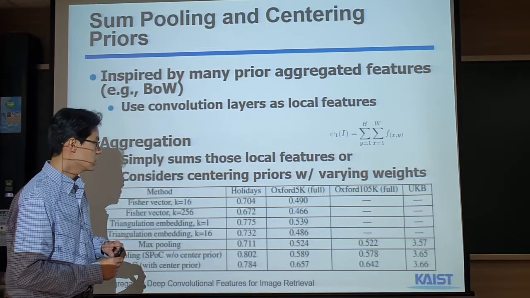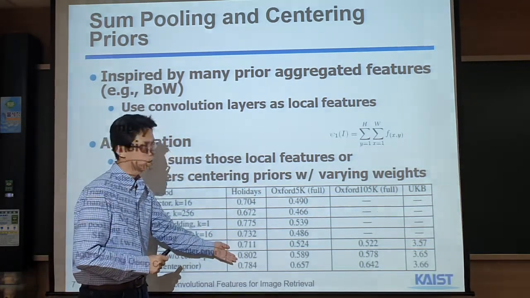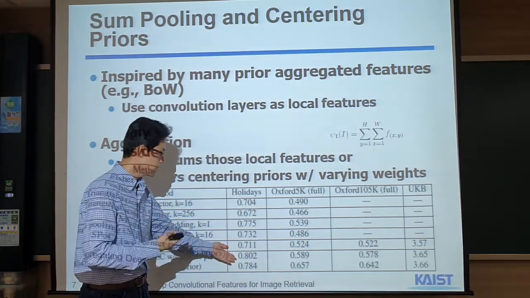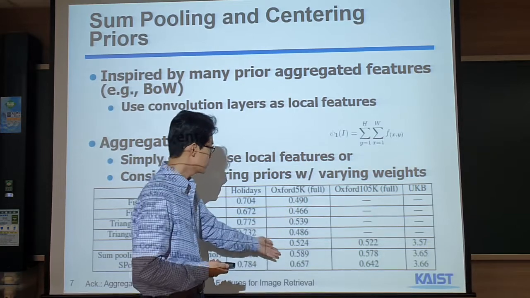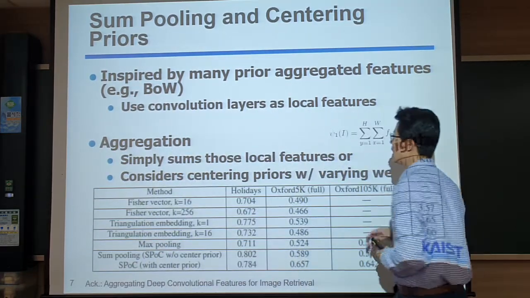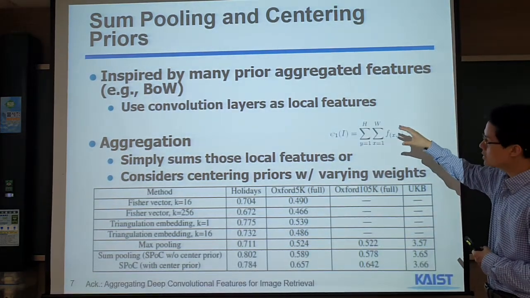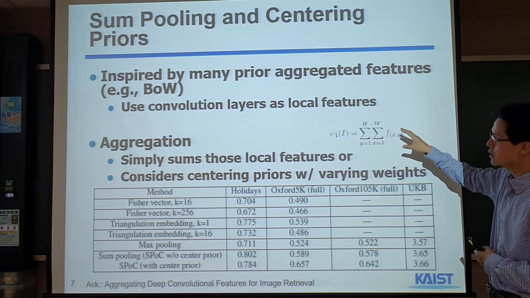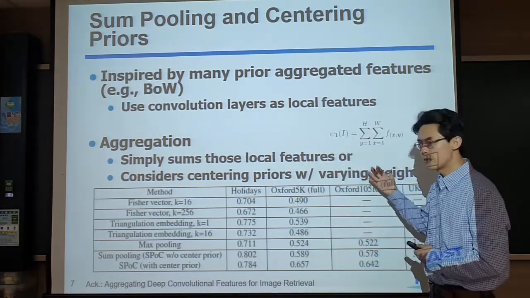Depending on the data set, in some data sets the technique without this centering prior, that's a heuristic, right, got better accuracy. But in other data sets, with the centering prior, they achieved higher accuracy. So they suggest that aggregating the weights of the convolution layer is useful for image search, and they also suggested some heuristics.